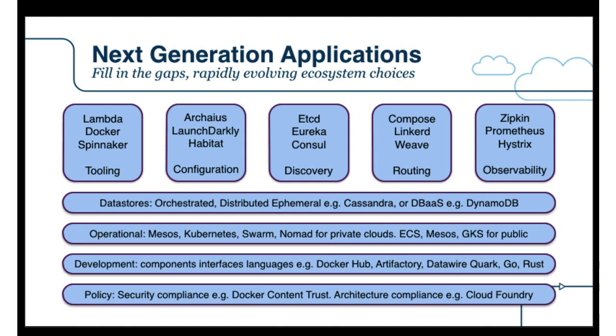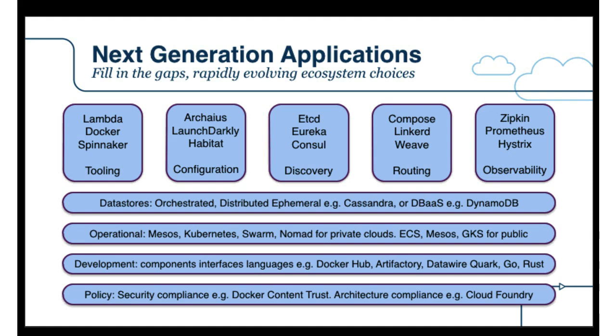So if you're connecting all these things together, you're going to get entire services out of Docker Hub. You're going to store pieces of services in something like JFrog's Artifactory, and you're going to connect the pieces together with protocol specifications, which is what Datawire Quark is about. I'll talk a bit about that later.